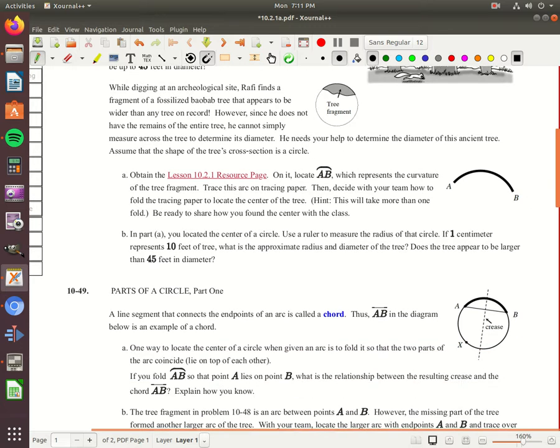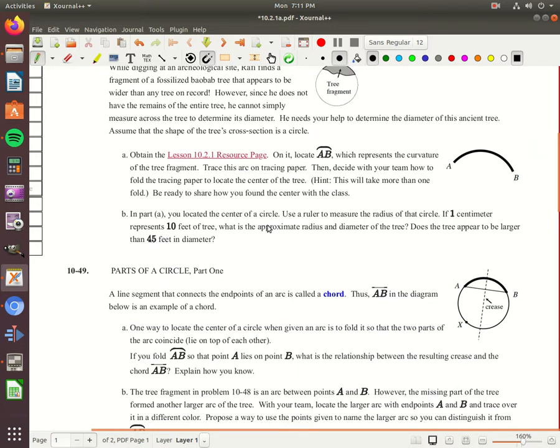All right, so as we go along, it says in part A, you located the center of the circle. Use a ruler to measure the radius if that circle is 1 centimeter, represents 10 feet. Well, we go ahead, we measure it. It turns out it's 2.5 centimeters. So we multiply that by 10, and it ends up being 25 feet of a radius. Well, if the radius is 25 feet, that means the diameter must be 50.